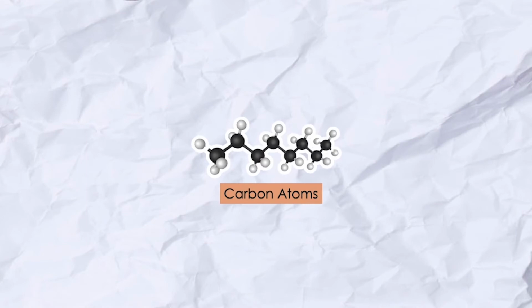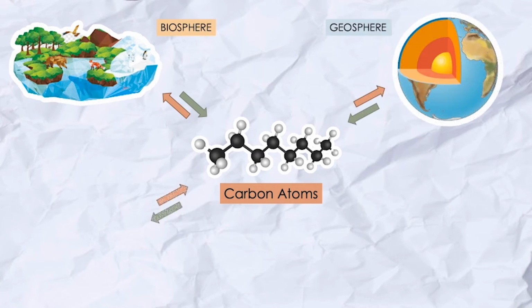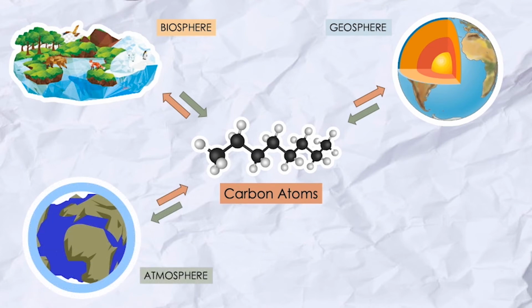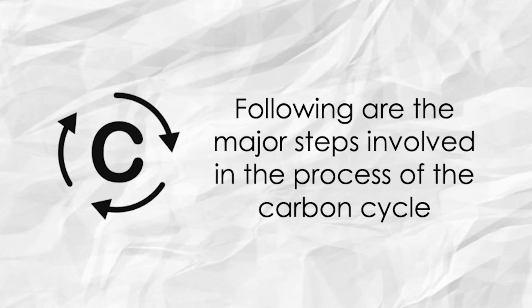The carbon cycle is a process where carbon compounds are interchanged among the biosphere, geosphere, pedosphere, hydrosphere, and the atmosphere of the Earth. It is essentially nature's way of reusing carbon atoms in different ways in varying places, which involves the incorporation of carbon dioxide into living tissue by photosynthesis and its return to the atmosphere through respiration, the decay of dead organisms, and the burning of fossil fuels. Following are the major steps involved in the process of the carbon cycle.